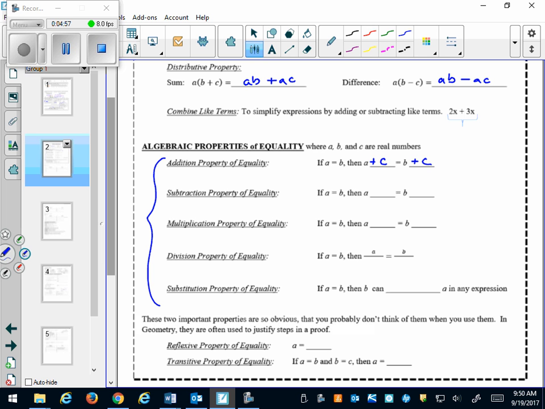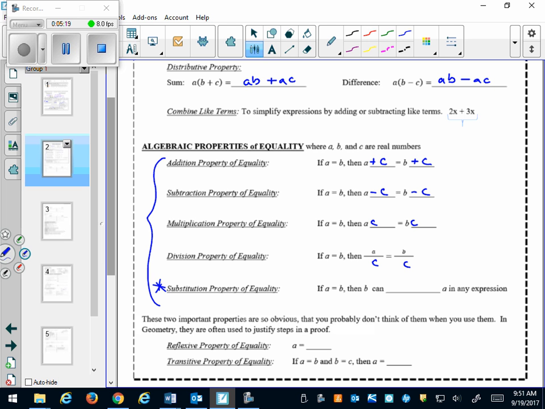That's just, you know, when we did our steps, we added the same thing to both sides, and it remained an equation, an equal on both sides. Subtracting means you can subtract from both sides. Multiplication means you can multiply both sides. And division means you can divide both sides by the same thing, and it will still be equal.